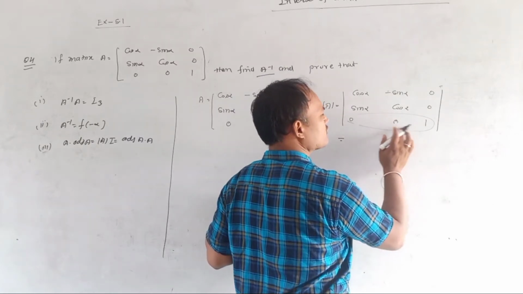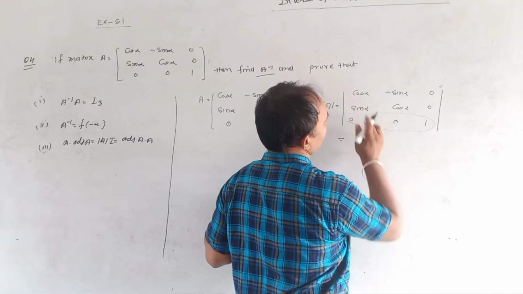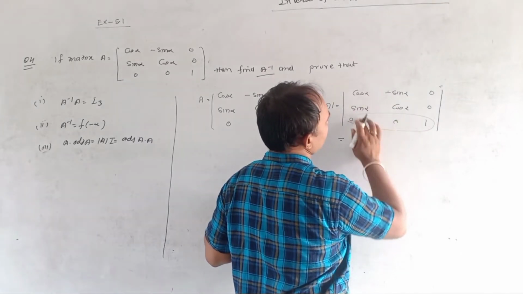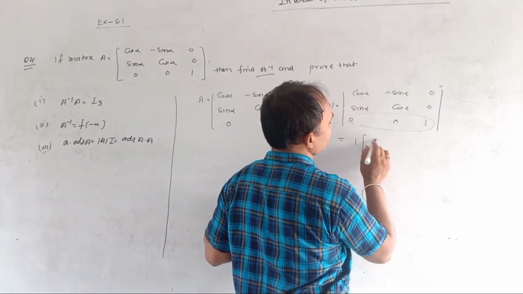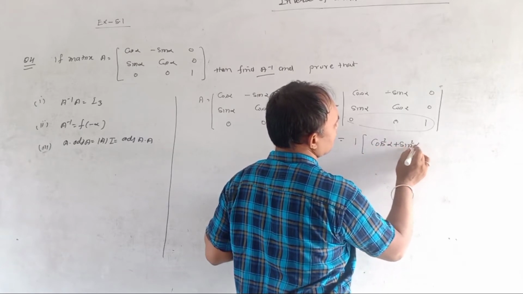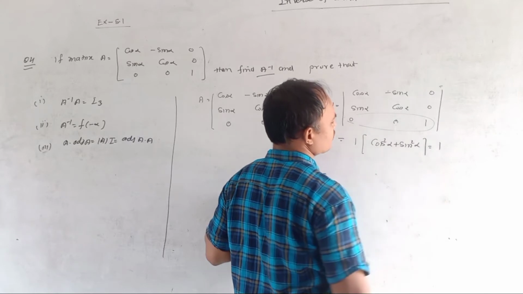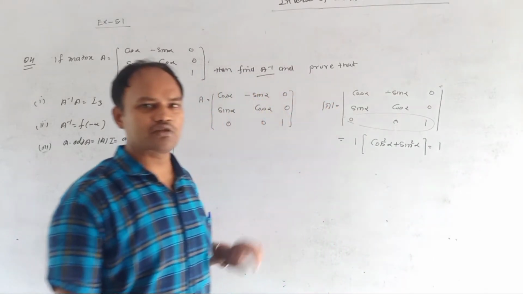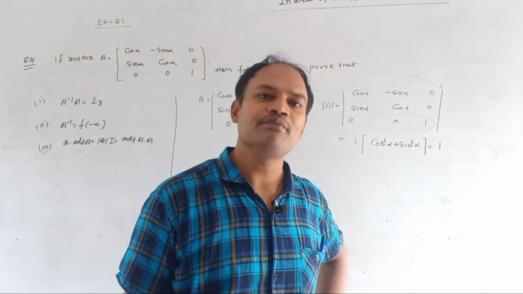All is 0, all is 0, 1. So 1 is 1 multiplied by cos square alpha minus... so we can say that it is cos square alpha plus sin square alpha, and it is 1. So you know very well trigonometry, this is the identity of trigonometry from 10th class.